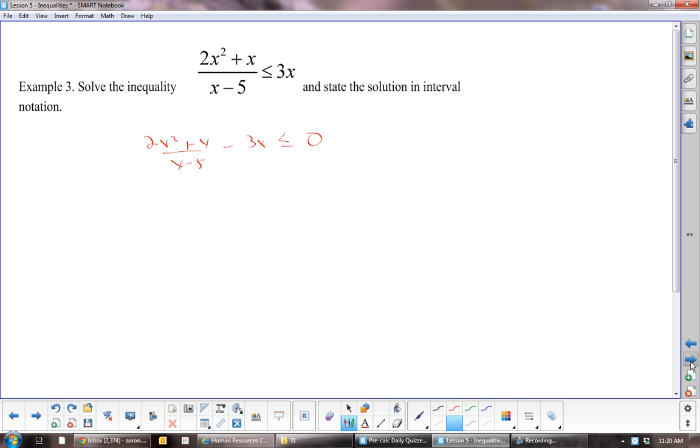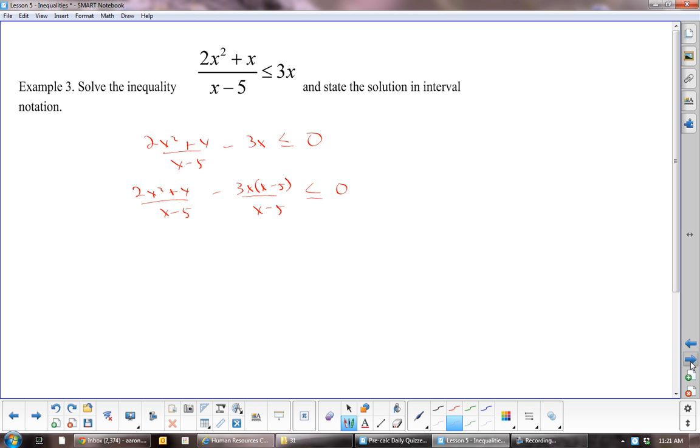So we're doing a less and, right? So we are doing intersection. So, what's wrong, Joanna? Nothing? Okay, so first thing we got to do, common denominator, right? So a common denominator: 2x squared plus x over x minus 5 minus 3x times x minus 5 over x minus 5. Oops, less than or equal to. Okay.